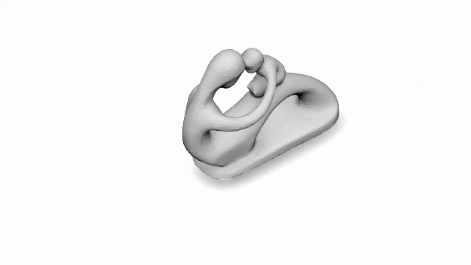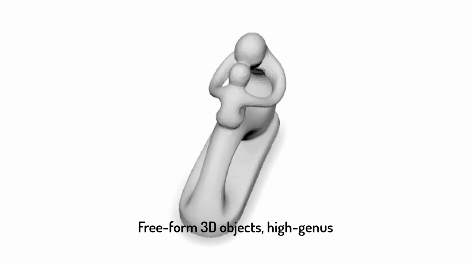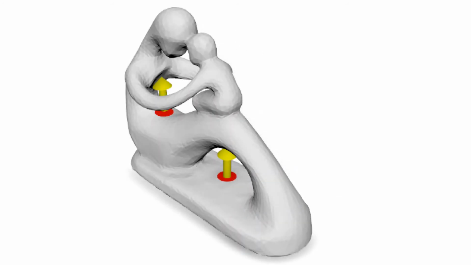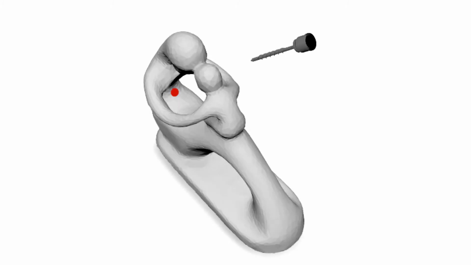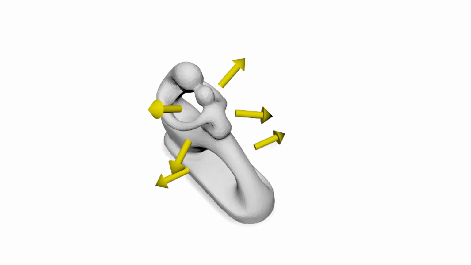For example, consider how a freeform 3D shape with high genus, such as the fertility model, can be machined. Due to self-obstructions by the object's parts and physical limitations of the CNC machine, for example, cutter length, it is often not possible to completely carve a freeform 3D shape from a single direction.